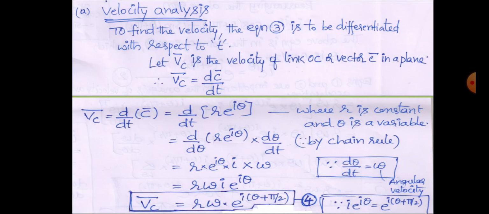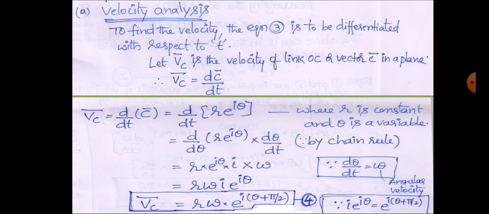Once again, r is constant and outside, and I differentiate e power I theta only with respect to theta. The derivative of e power I theta is e power I theta only, multiplied by d by d theta of the power term. The power term is I theta, so d by d theta of I theta is nothing but I into d theta by dt.